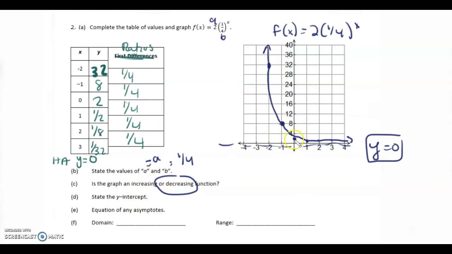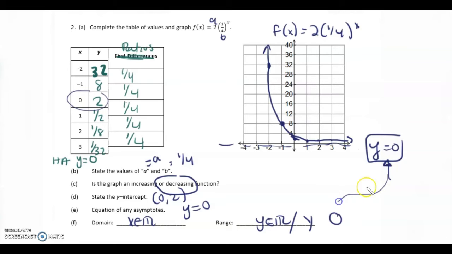The y-intercept, we can go to the chart or look it up here. It's 0, 2. The equation of the asymptote is y equals 0. Then we have the domain. Domain is always x is an element of the real numbers. And I think I made a mistake in the last one, with the y. y is going to be compared to the asymptote, which is 0, and we're above the asymptote. Here's the thing, it doesn't have that underline there because it does not include the asymptote.